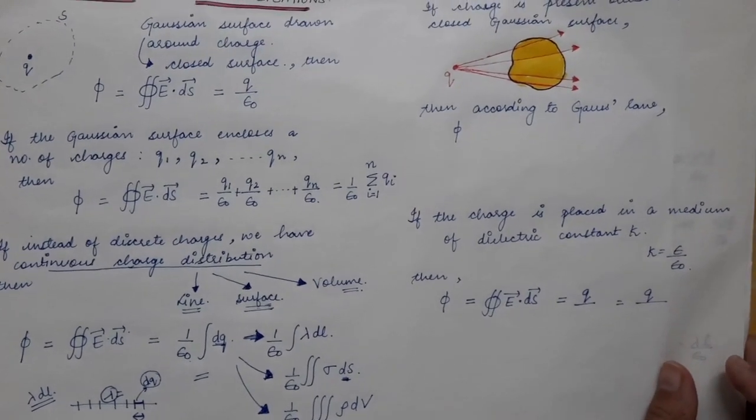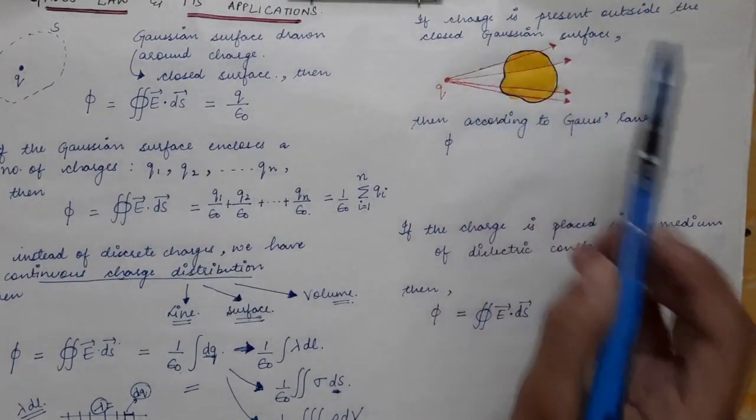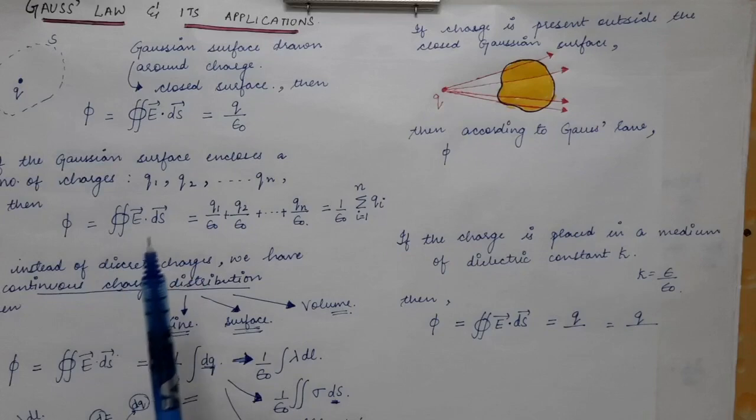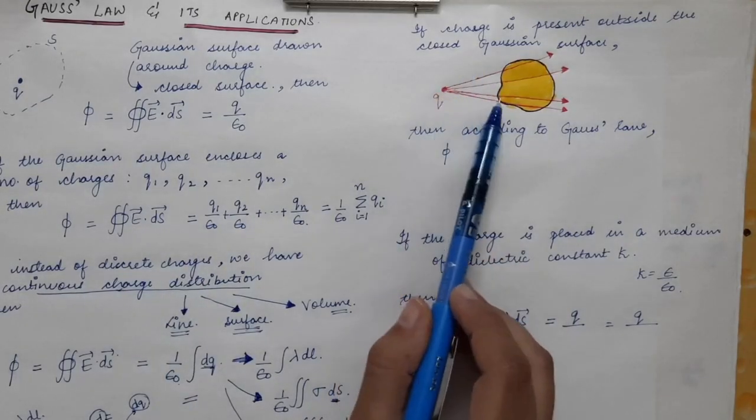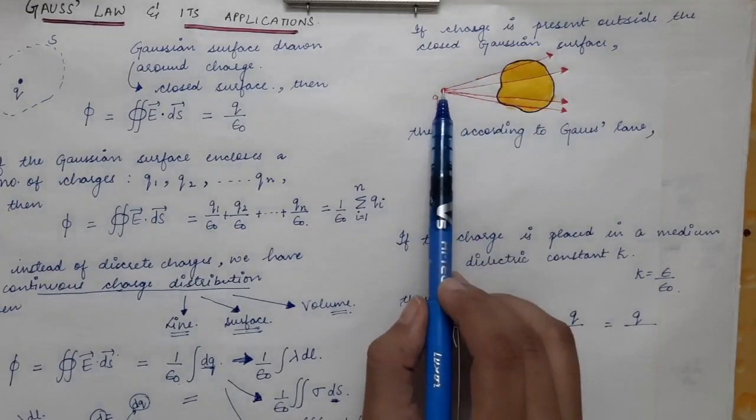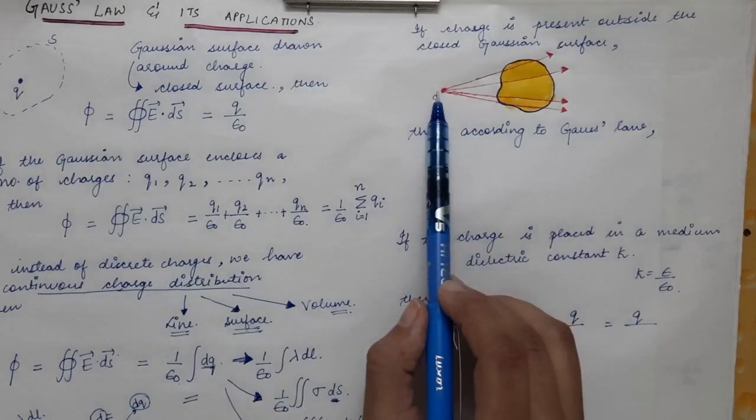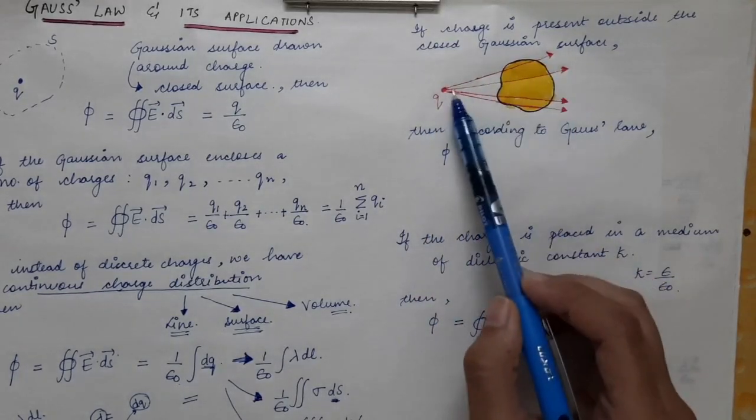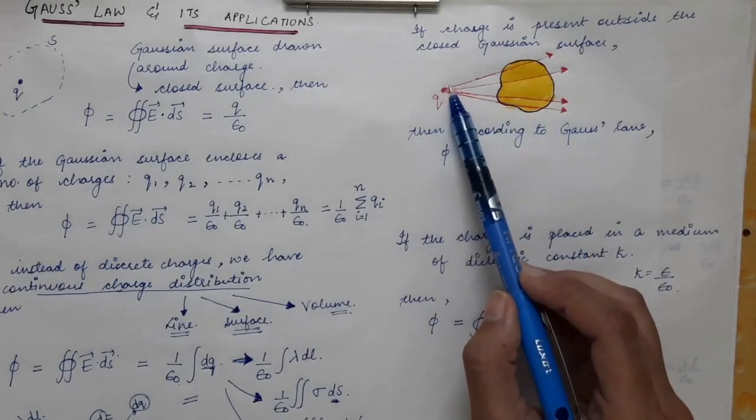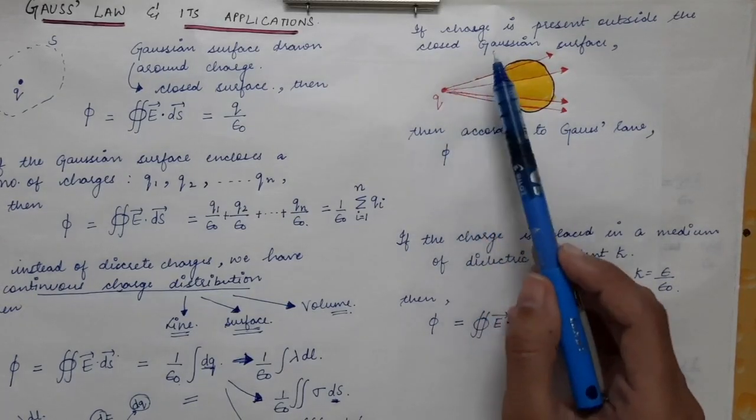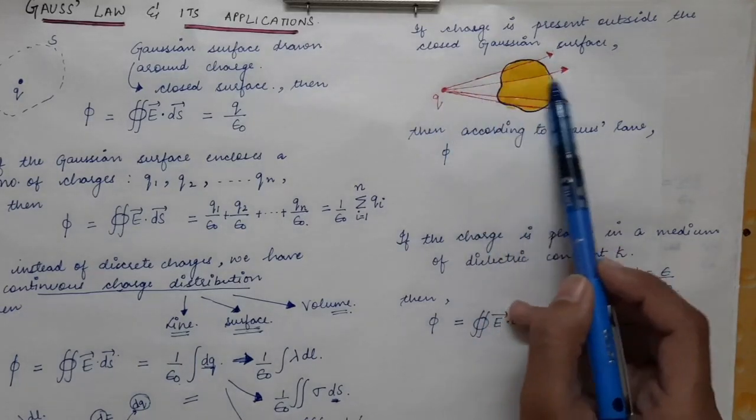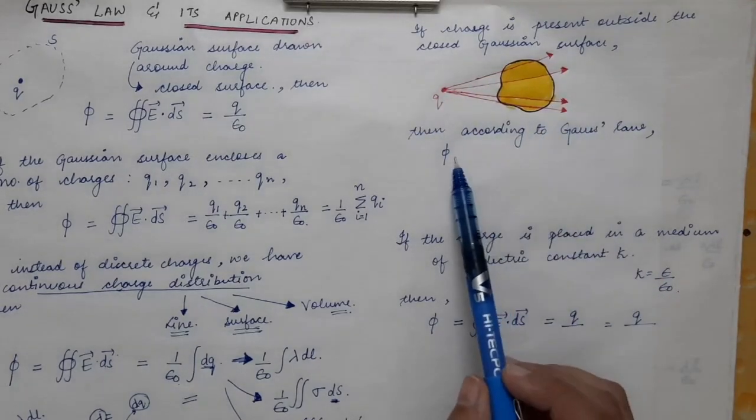Now what if the charge is present outside the closed Gaussian surface? Here we had drawn the Gaussian surface and the charge was present inside it. Now what if the charge is present outside the Gaussian surface? This is the Gaussian surface and it is a closed surface. This charge q is present outside it. Electric field lines will be crossing this Gaussian surface. We are considering this charge to be positive, but you can consider a negative charge also; the concept will remain the same. If you have a positive charge, the lines will move radially outwards. So what will be the Gauss law in that case?